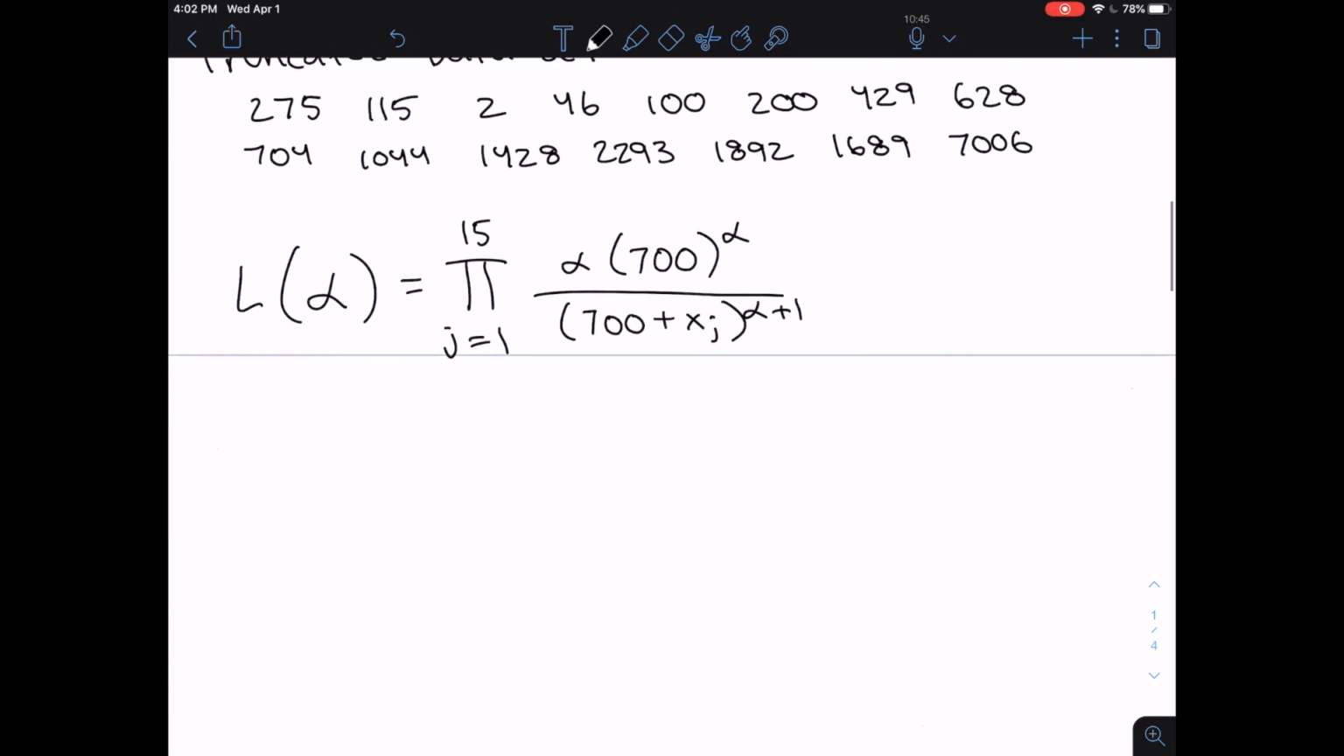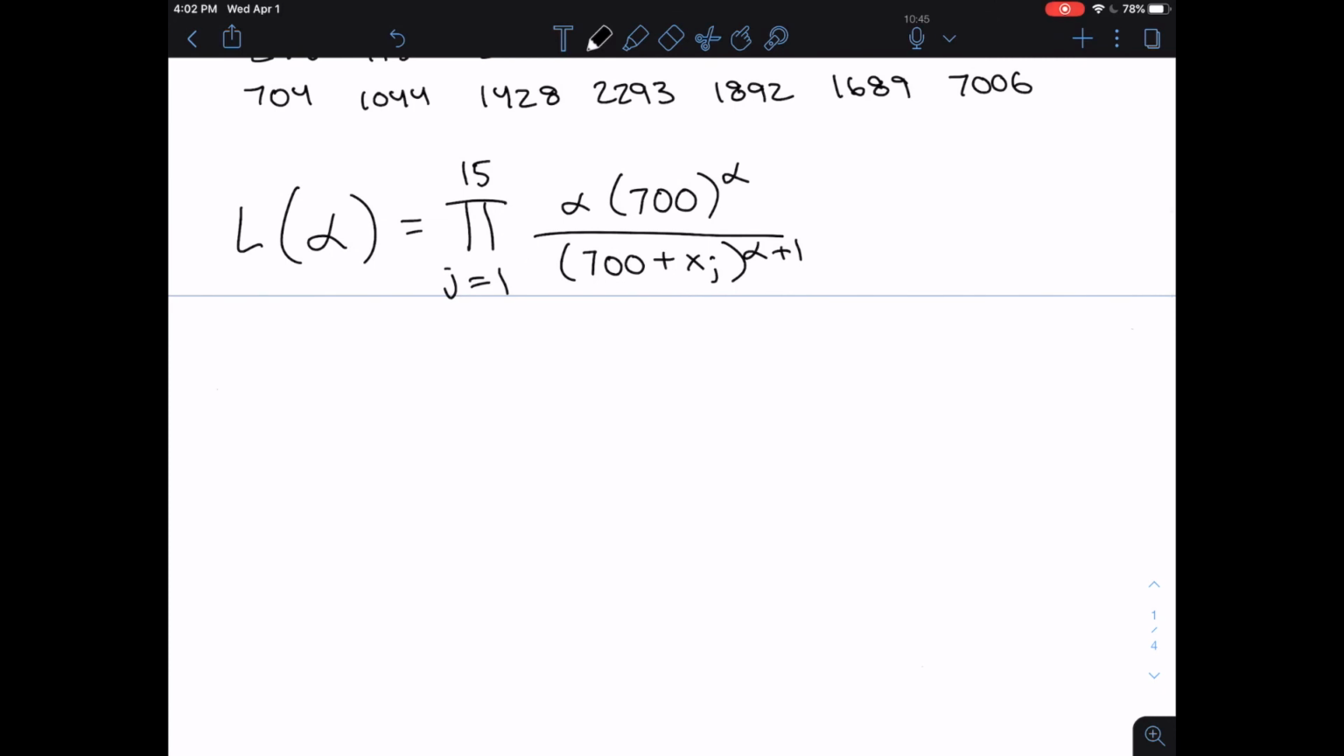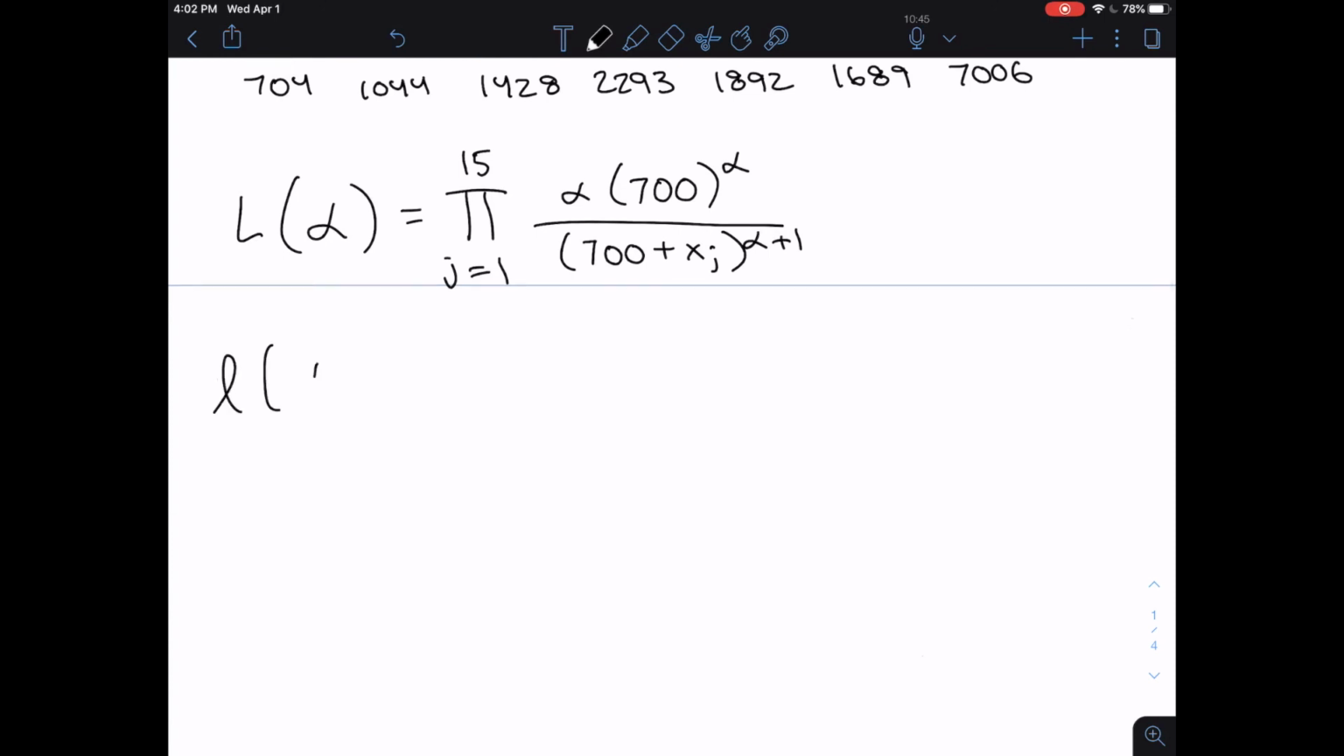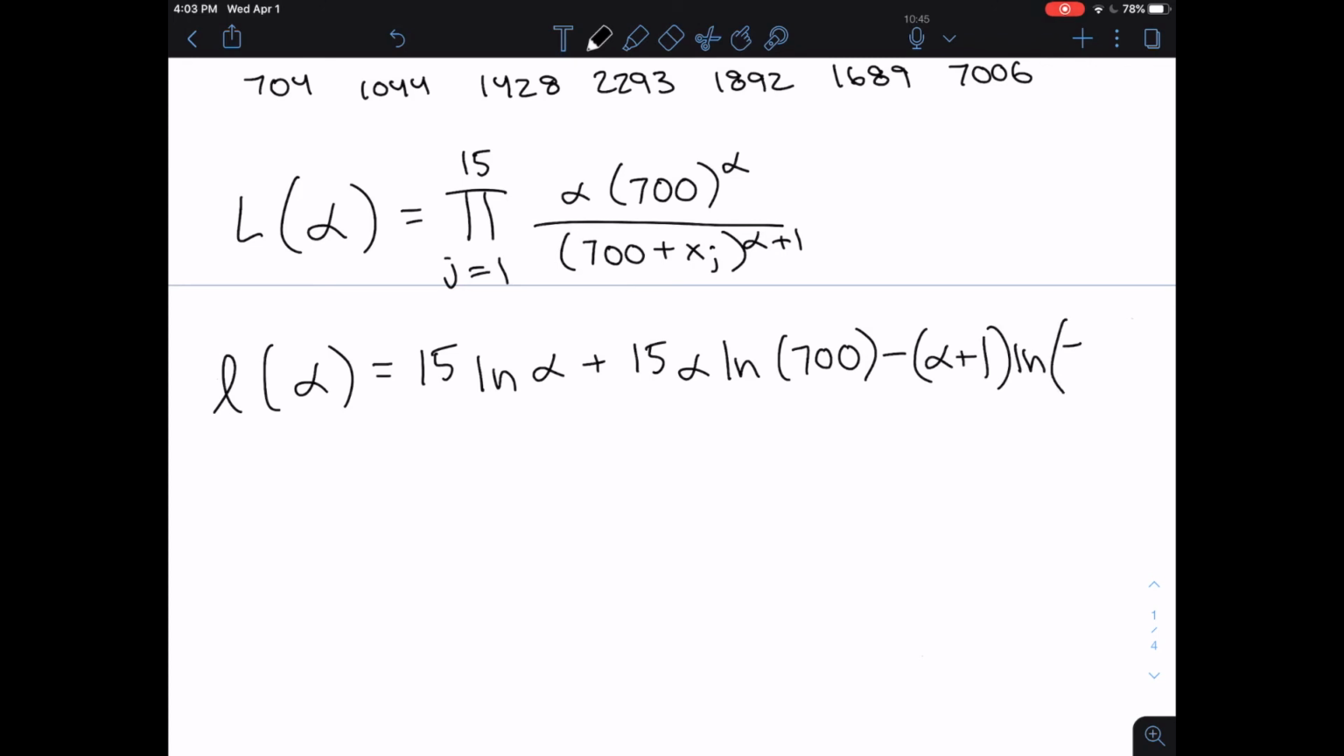Our second step, as we mentioned in the beginning of the video, is to now take the natural log of this function in order to change the product to a sum. So we're going to set up our log likelihood function. For that, we have 15 natural log of alpha plus 15 alpha natural log of 700, and that completes our numerator. Then we'll work on our denominator, so we'll subtract alpha plus 1 times the natural log of 700 plus x sub j, and this quantity represents all of our individual observations. So it's going to act like a sum over our 15 observations, beginning with our first.